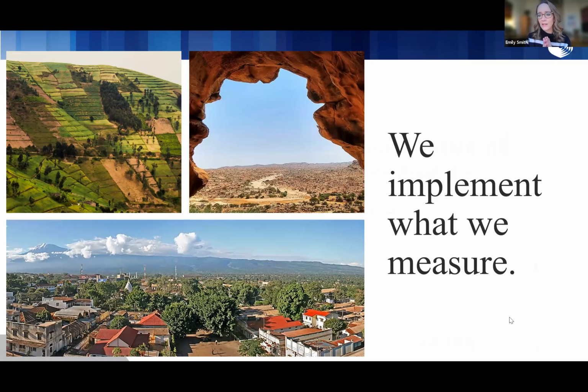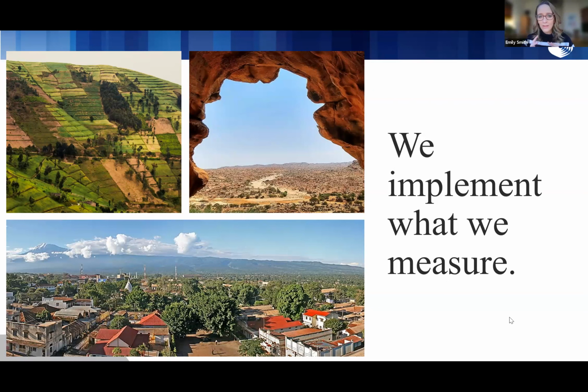It's what I thought came after the paper. You know, if you can boil it down, it's we implement what we measure. The pictures on the screen are Burundi, Somaliland, and Tanzania. They are 3 different places that I work evaluating surgical care or cancer care for kiddos.